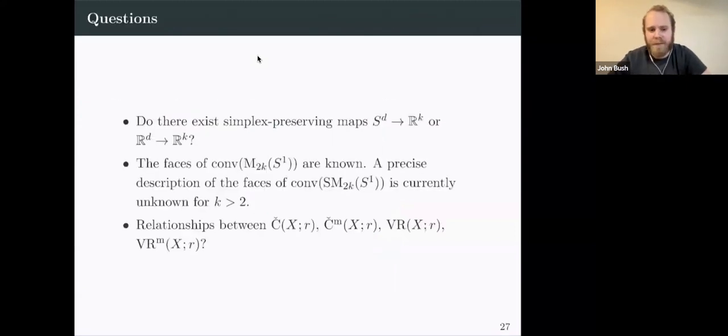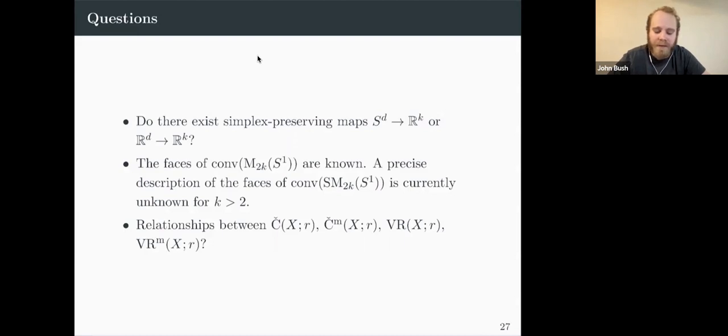Okay, so I'll end with some questions. I've already asked, do there exist simplex preserving maps, say from spheres or higher Euclidean spaces? I have not a lot of intuition about if such maps exist, but I would conjecture that for maps from the sphere to Euclidean space, S2, the statement about precisely which dimensions admit a simplex preserving map would be much more complicated than the case for the circle. So I think that it would be something that's not just, say, the parity of the codomain.